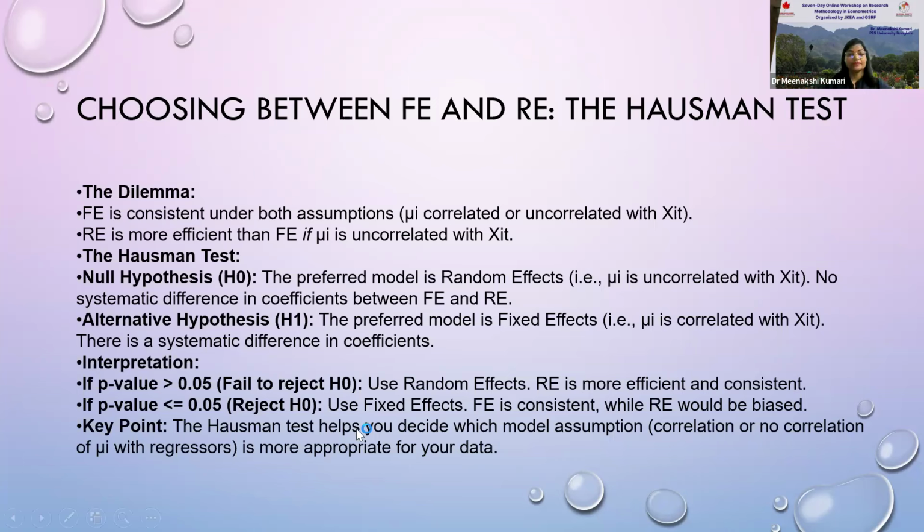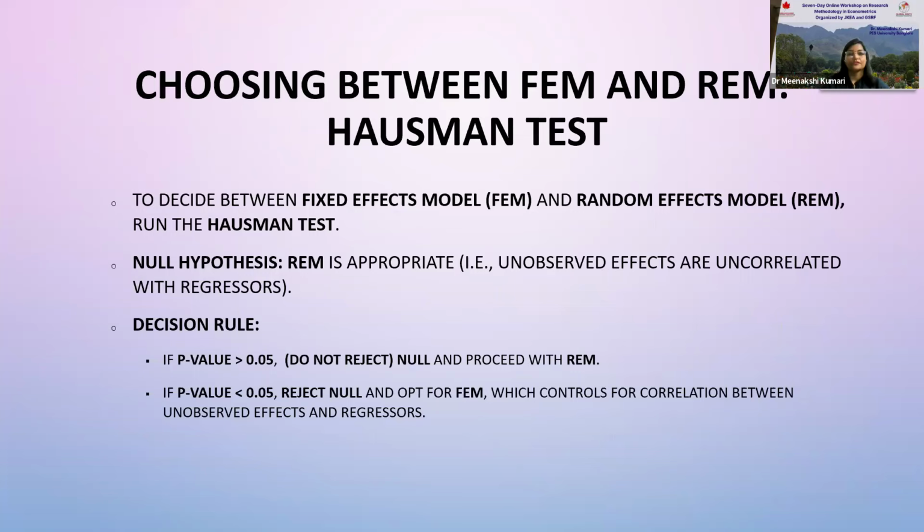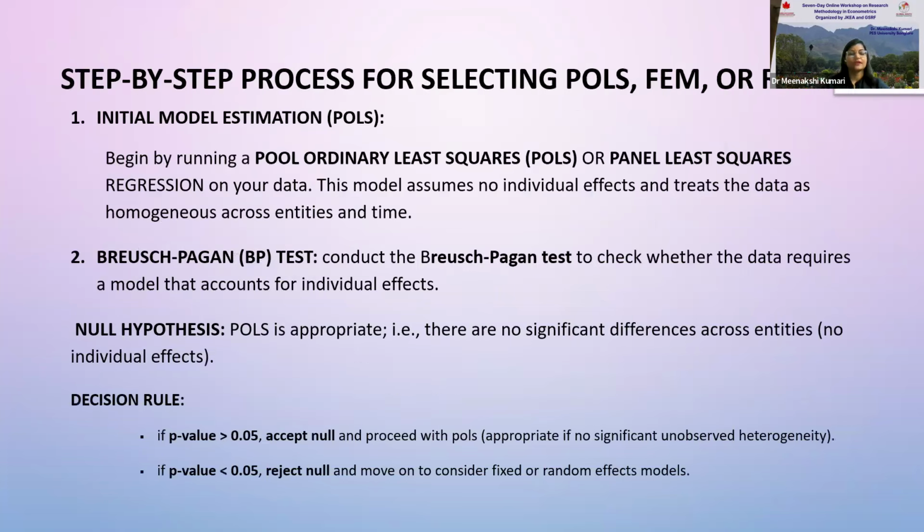The Hausman test helps us decide which model's assumption, correlation or no correlation of mu i with the regressors, will be more appropriate for your data set. Choosing between FE and RE, I have just explained. Now we have a step-by-step process for selecting POLS, FEM, or REM. Whenever we start analyzing data sets that are panel data, we start with descriptive statistics for sure, and then POLS.